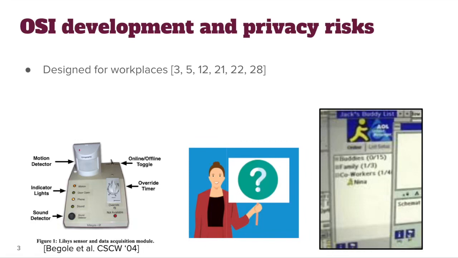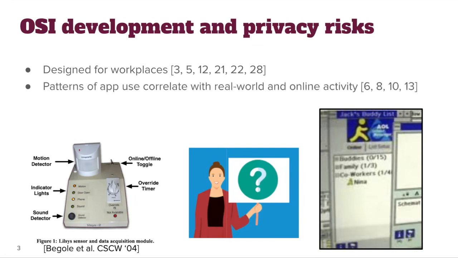As I'll discuss today, OSIs now exist in a wide variety of apps, including those that we use throughout the day and that we use on our mobile devices, not just desktop computers, and that we use for social and not just work purposes. So it's important to consider how they currently affect our privacy. Prior work has found that patterns of app use correlate with real-world and online activity.